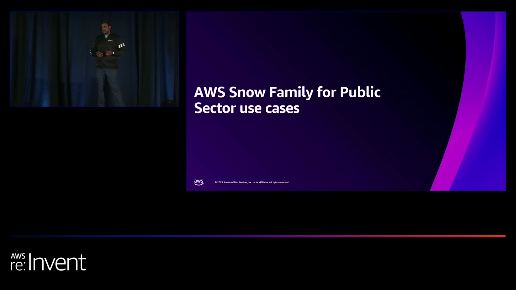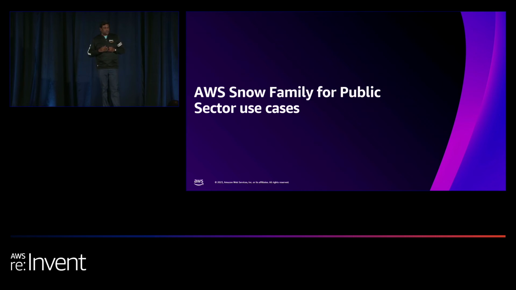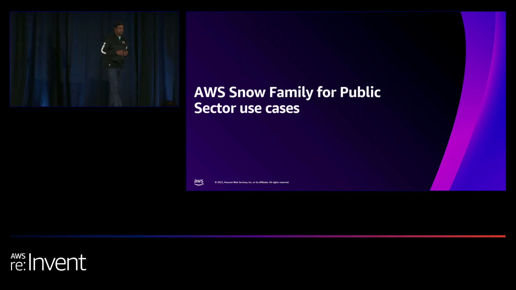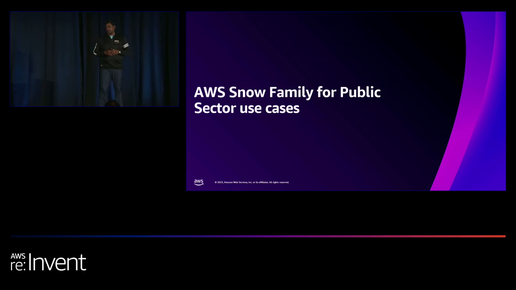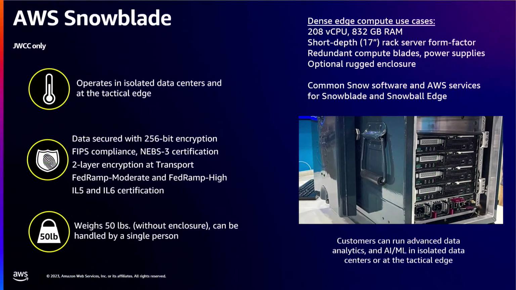So for this next section, we'll just focus on some of the new capabilities we've launched this year for our public sector customers, especially for tactical edge, for defense and intelligence community use cases. So earlier this year, we announced a new Snow service called AWS Snowblade, which is, as of today, just available to our defense customers as part of the JWCC contract.